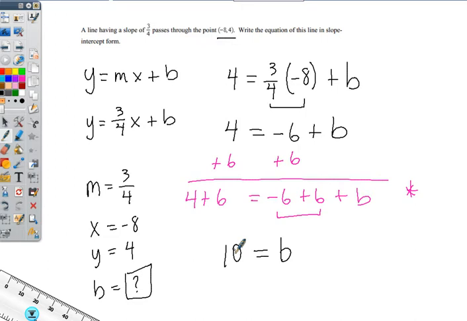And all we have to do is take this 10 and put it back into our equation for b. Since we have our slope already, the final equation is going to be y equals 3/4x plus 10. And this will give you full credit as an algebraic solution to this problem.